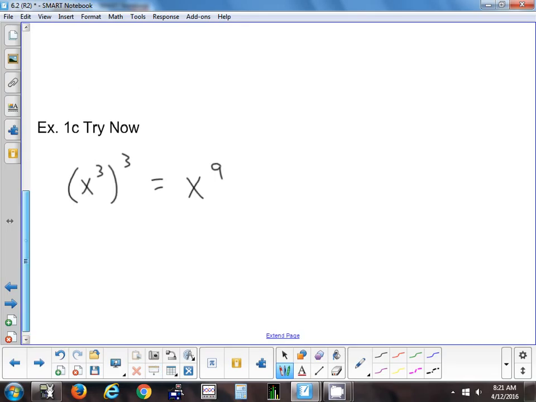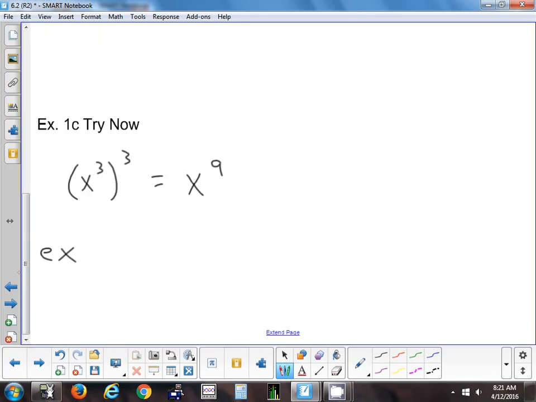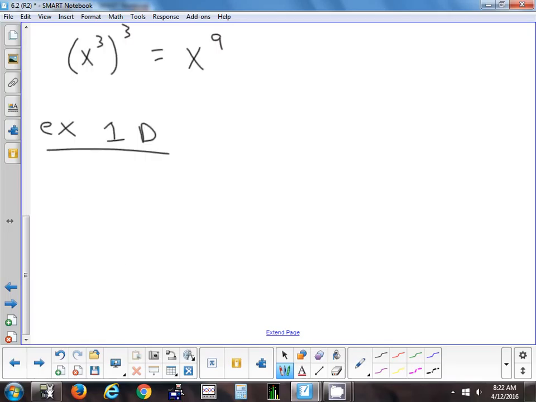Okay, let's try this. Guys, this is going to show you with a number. This is how it works. 4 squared to the 5th. Okay. 4 squared to the 5th. What would that be? Yep. It'd be 4 to the 10th power. Yep, 4 to the 10th.